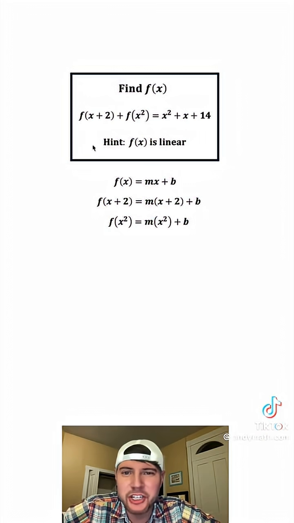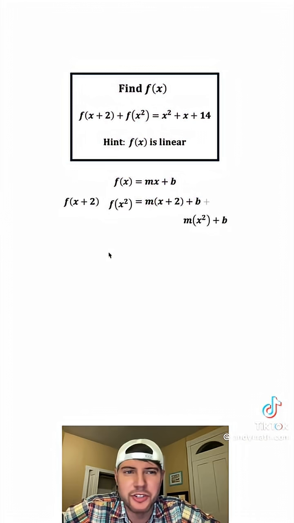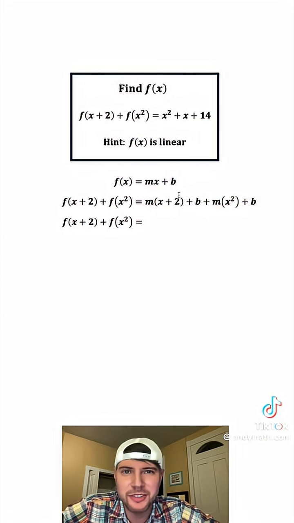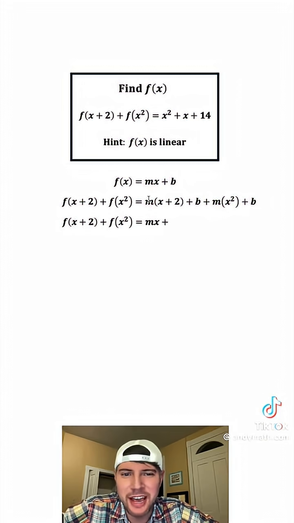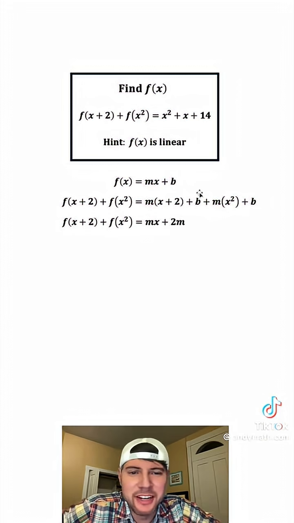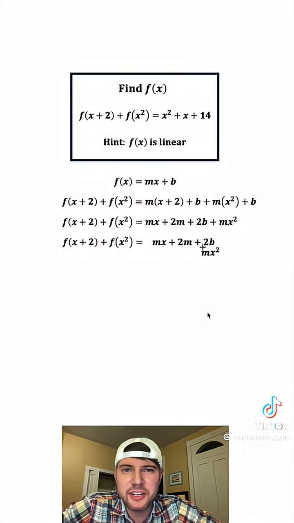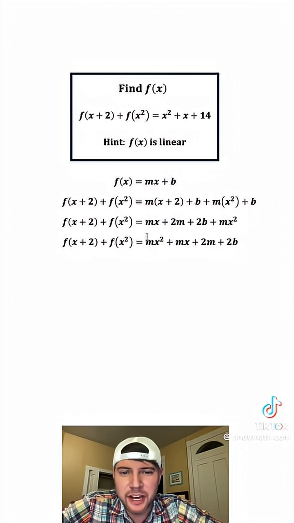And now the original question gave us f of x plus 2 plus f of x squared, so let's add these two rows together. It'll give us f of x plus 2 plus f of x squared, which is what we have up here, is equal to all of this. And we can do some work on this. This m can distribute to both of these terms. M times x is mx, and m times 2 is 2m. And then next we can combine this b plus this b to give us 2b, and let's copy down the mx squared. And then we can rearrange these in descending order. We have the x squared term, the x term, and the constants.